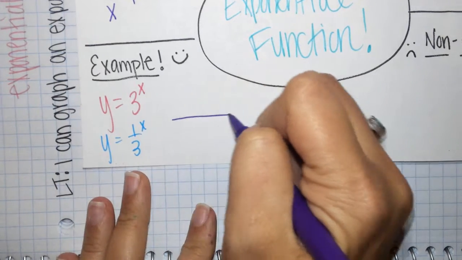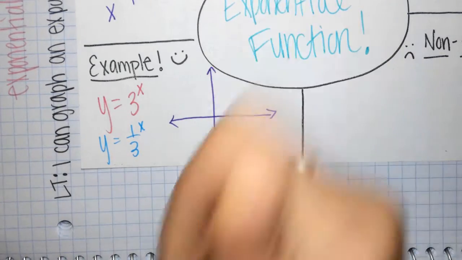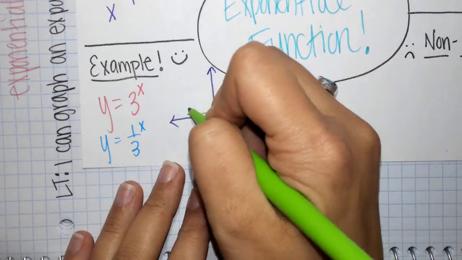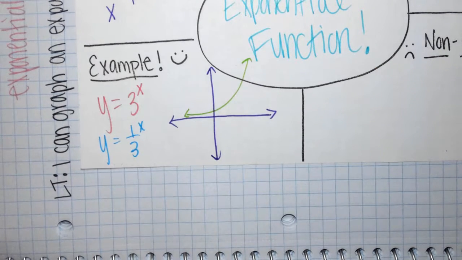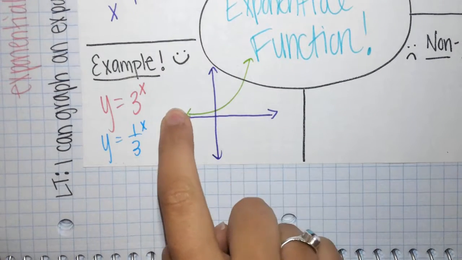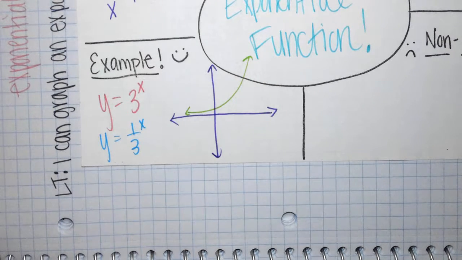Fantastic. What about this graph right here? Is this an exponential function? Yes. Is that a growth or a decay? It's a growth because it's getting bigger. See how it's going up? Always start from the left on your graph. If it goes up, it's a growth. If it goes down, it would be a decay.